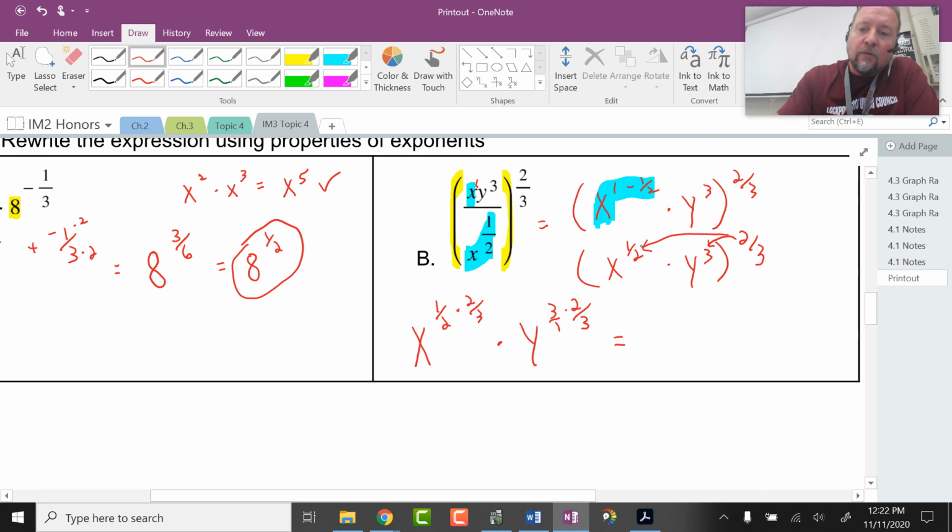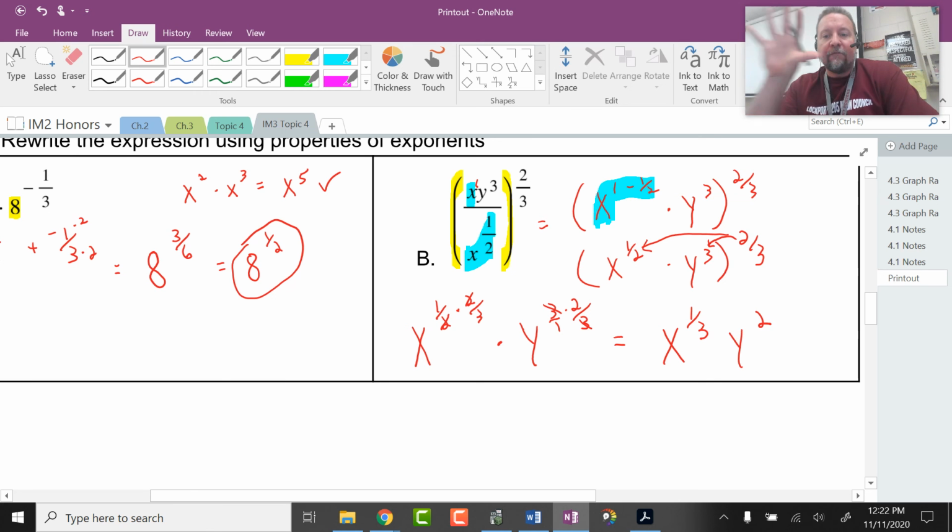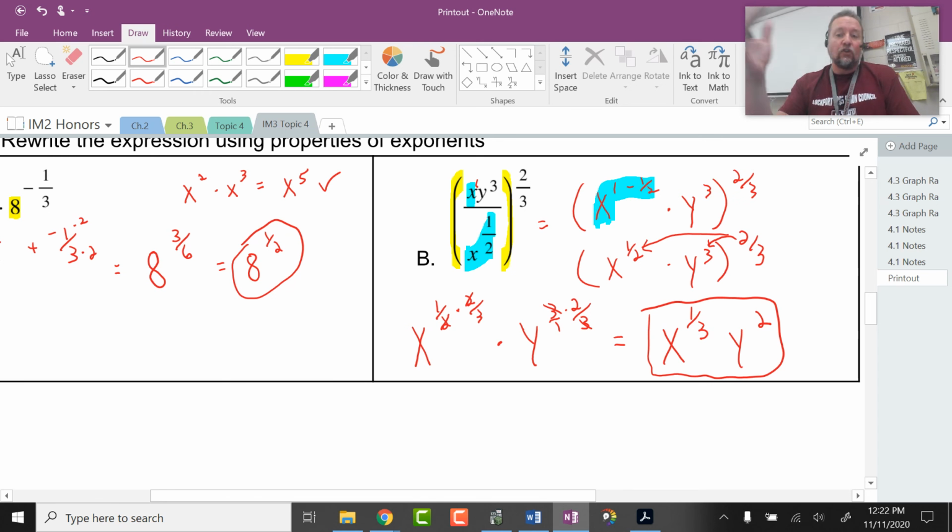All right. When I take 2/3 and multiply it by a half, the twos cancel and I end up with x to the 1/3. When I take 2/3 times 3, the threes cancel, and this simply becomes y squared. And then as far as with fractional exponents, this is the final answer. The only thing you could write is the cube root of x times y squared, but we're just going to leave it in those terms and move on.